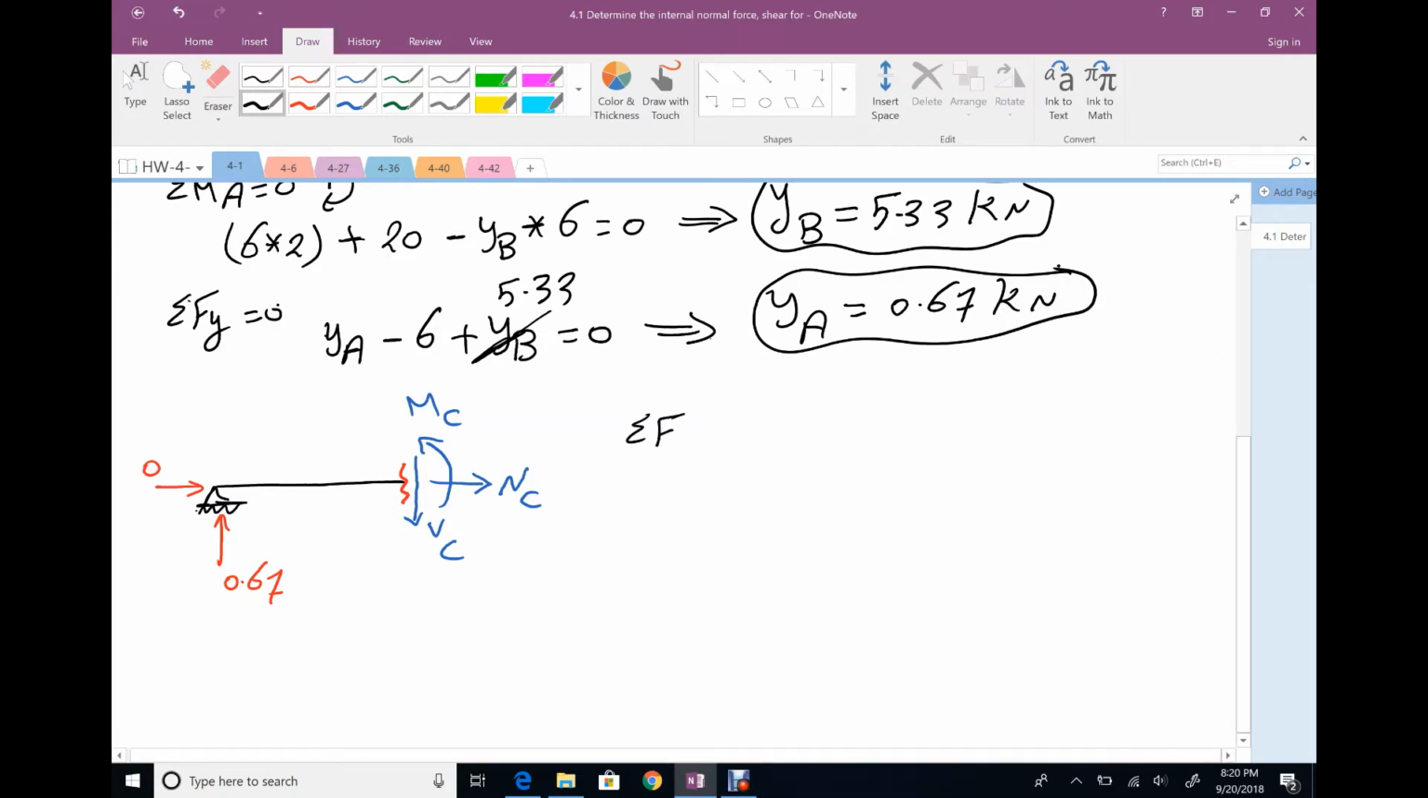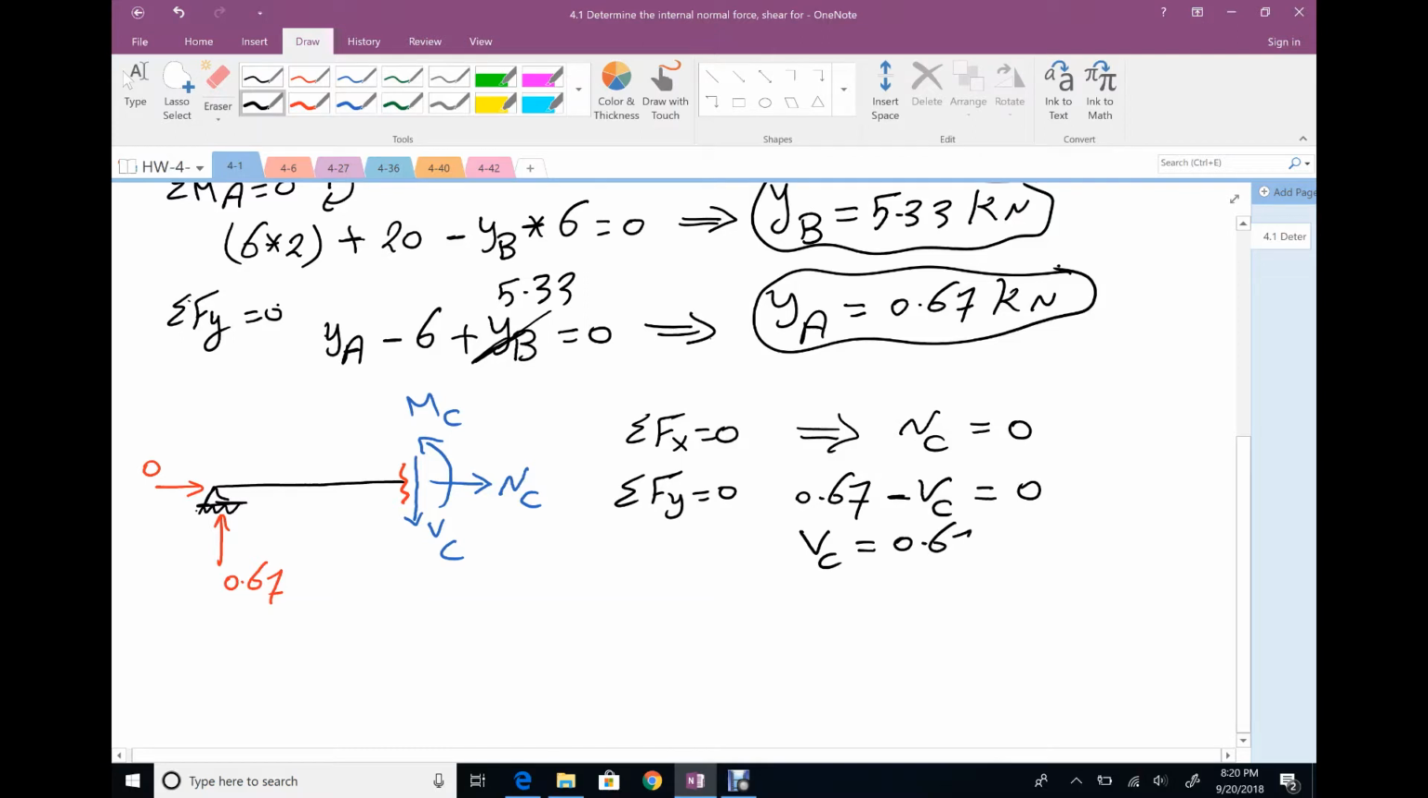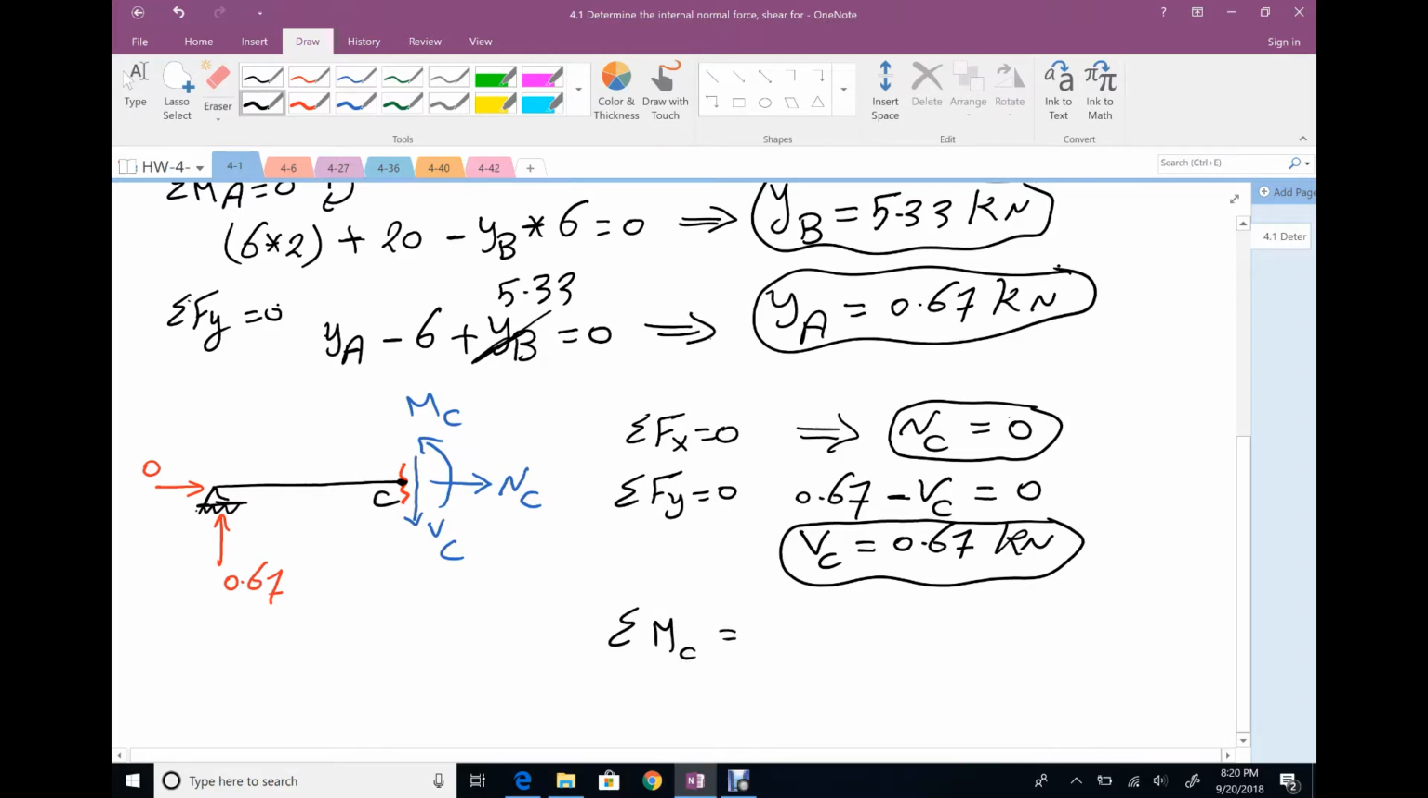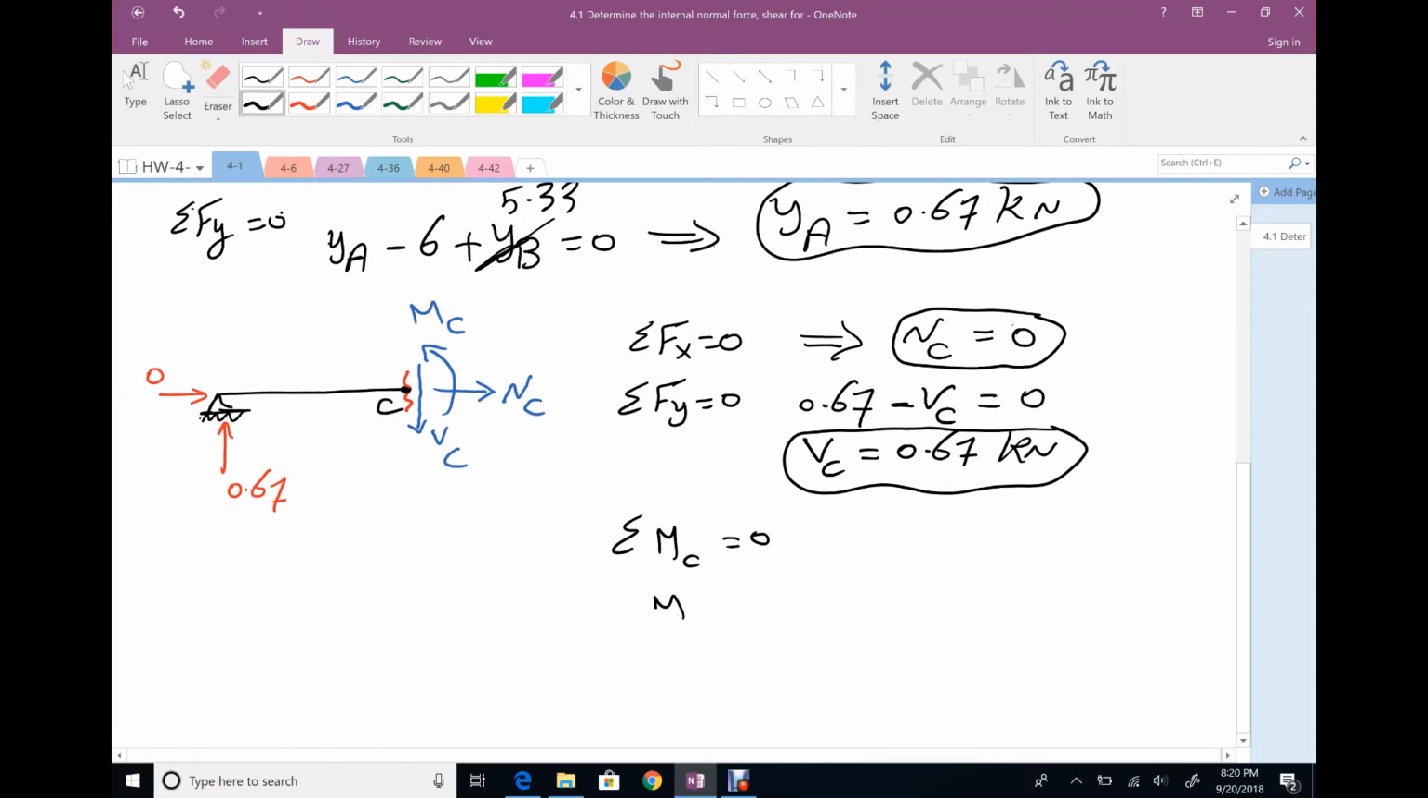Summation Fx equals 0. That means your normal at C is 0. Summation Fy equals 0. We have 0.67 negative VC equals 0. So shear at C is 0.67 kilonewton. Summation moment, I will take moment at point C. Summation moment at C equals 0. We have MC, we have negative 0.67. Remember that distance is 1 meter. So 0.67 times 1 meter equals 0. So MC equals 0.67 kilonewton meter.